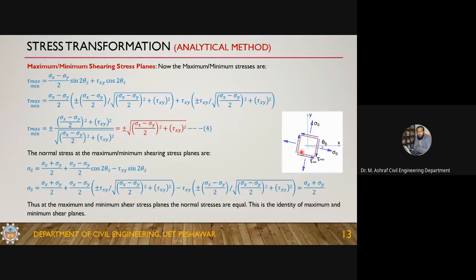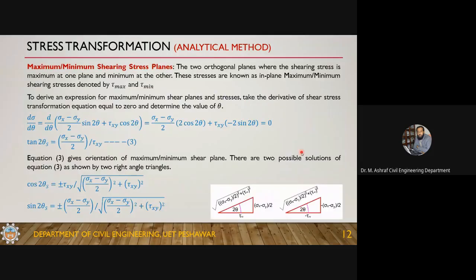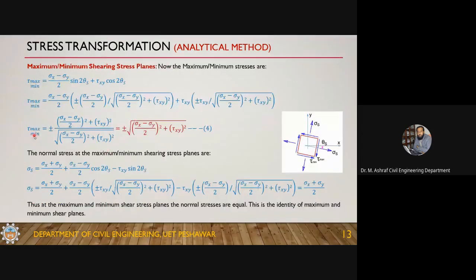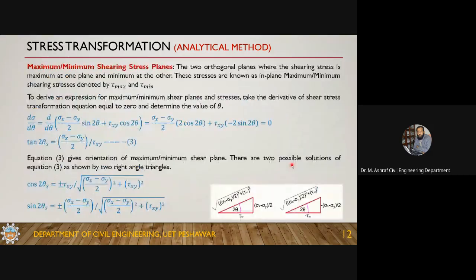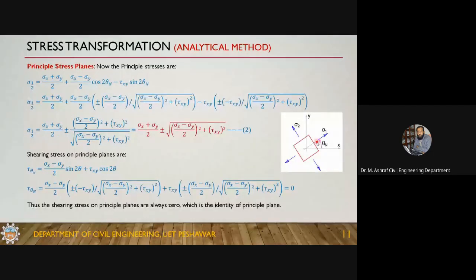ठीक है? Let me summarize. We got an expression for the maximum shear stress plane, we got expressions for the maximum and minimum shear stresses, and we got an expression for the normal stress on the maximum shear stress plane. So this is the complete state of stress for the maximum shear, and this is the complete state of stress for the normal component, complete because the shear is zero here.